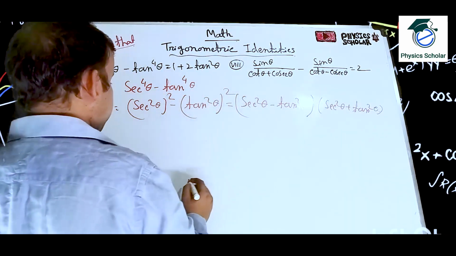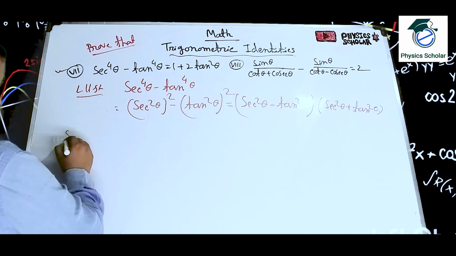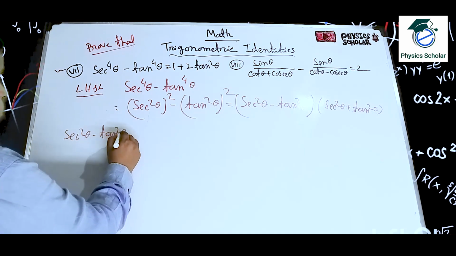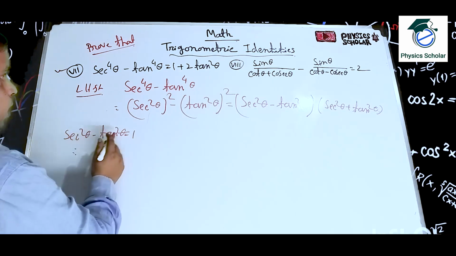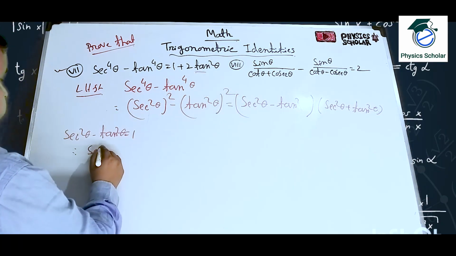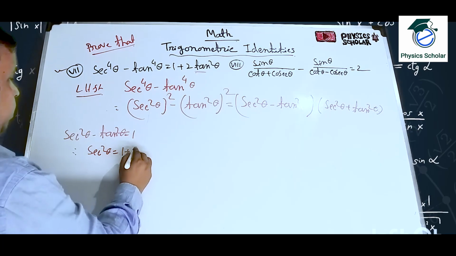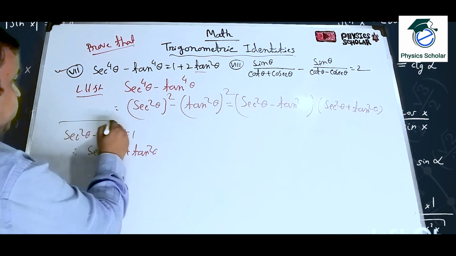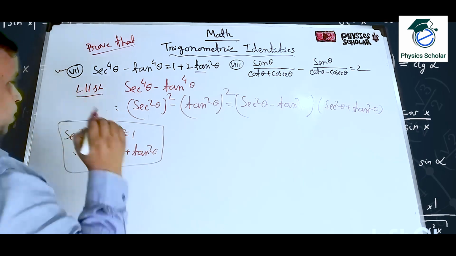So what we know? Sec square theta minus tan square theta is equal to 1, that is the formula. And here we have to write tan, that means we have to omit sec. So sec square theta is equal to 1 plus tan square theta. We can shift tan square theta to the right hand side. Clear?